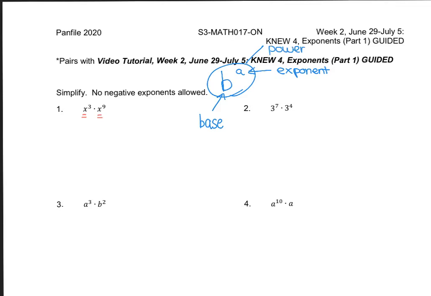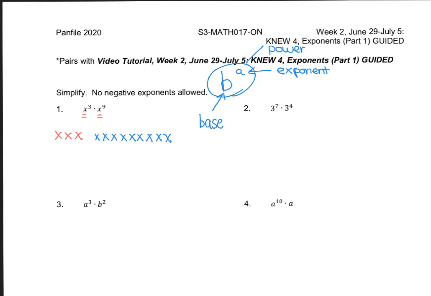Okay. So in order to multiply this, we would need the same base. So when we have the same base, and we're multiplying, we can actually add our exponents. The reason why we can do that is because when we have x to the third here, we have 3 x's. So we have x, x, x. And then when we have x to the ninth, we have 9 x's. So we have 1, 2, 3, 4, 5, 6, 7, 8, 9.